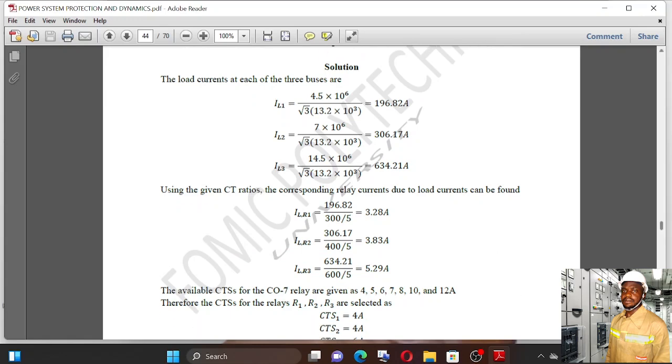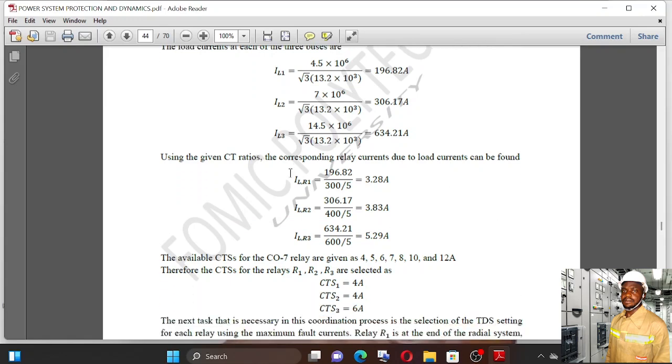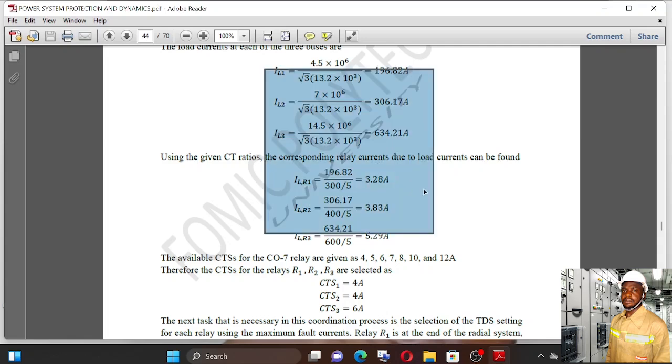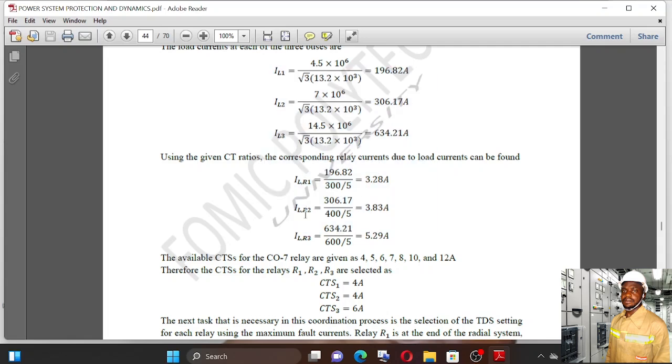Then when you have that, now you can find the current that is fed to the relay. For example, for the first one, 196 times 5 on 300, right? Times 5 on 300, which is the same thing as divided by 300 on 5. So you have the current fed through each of those relays, relay 1, relay 2, relay 3. So this gives us 3.28, and so on.